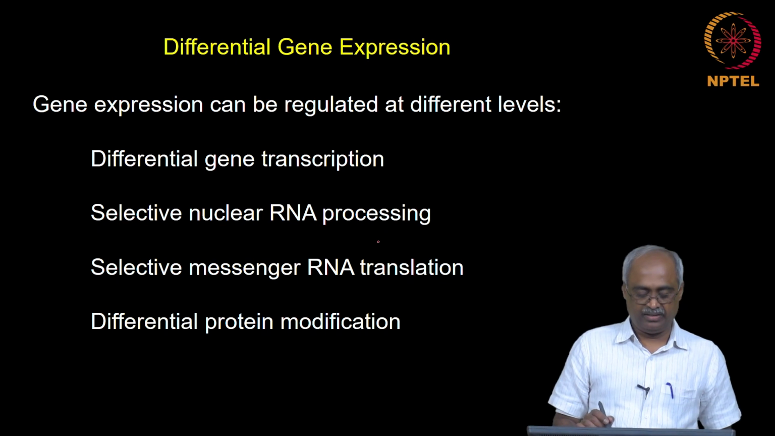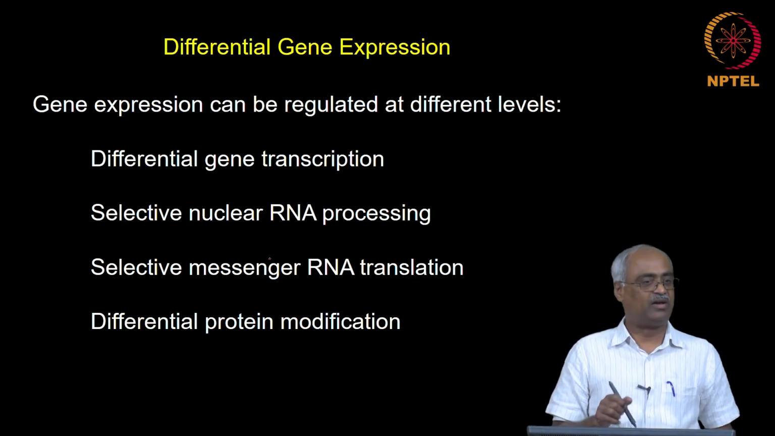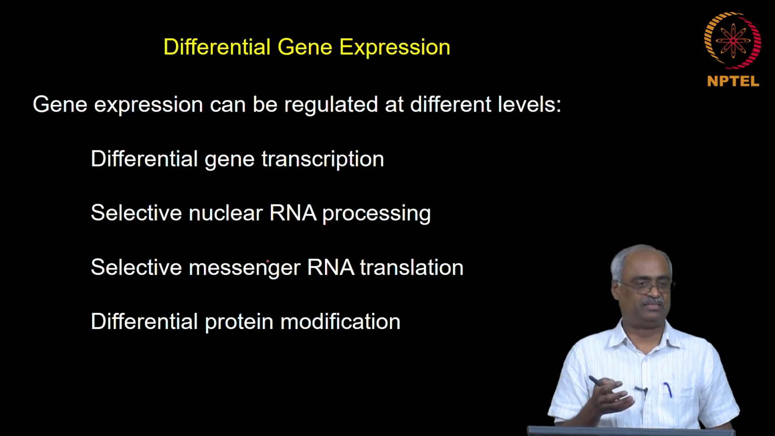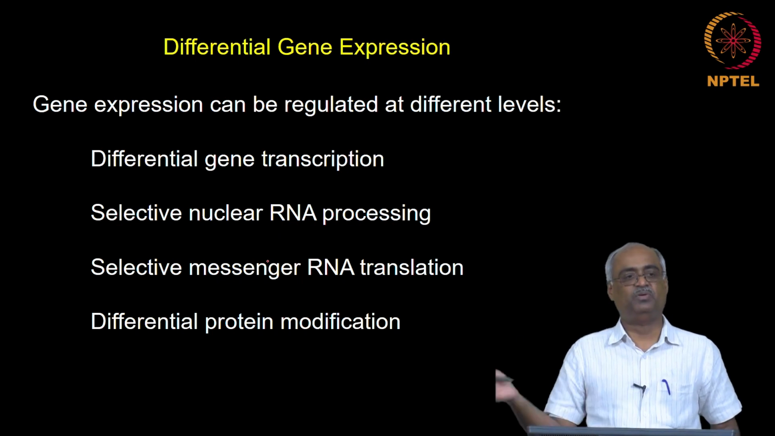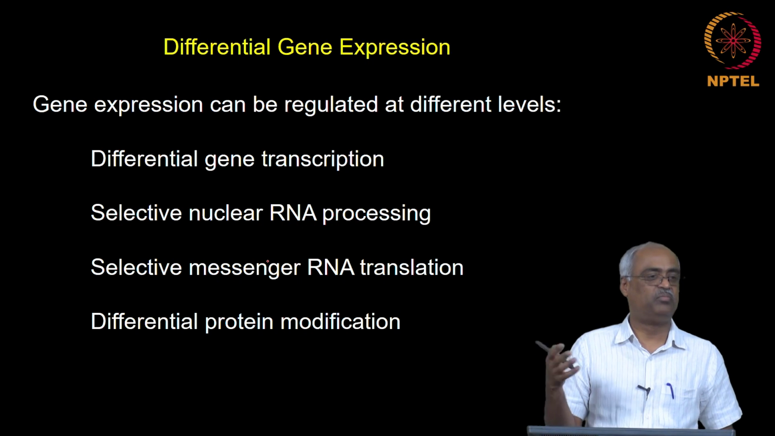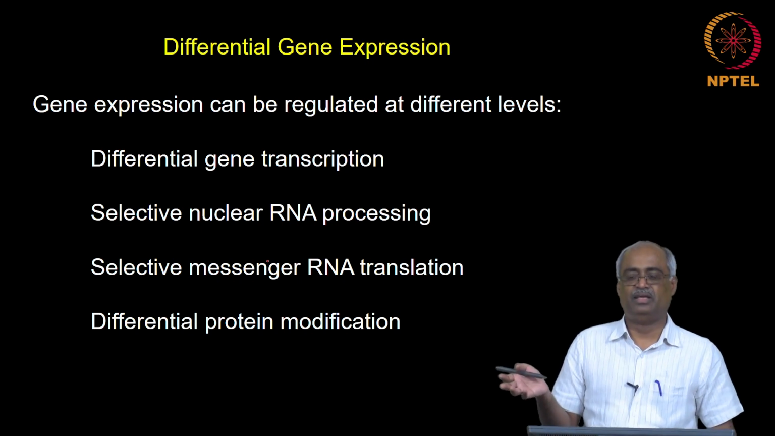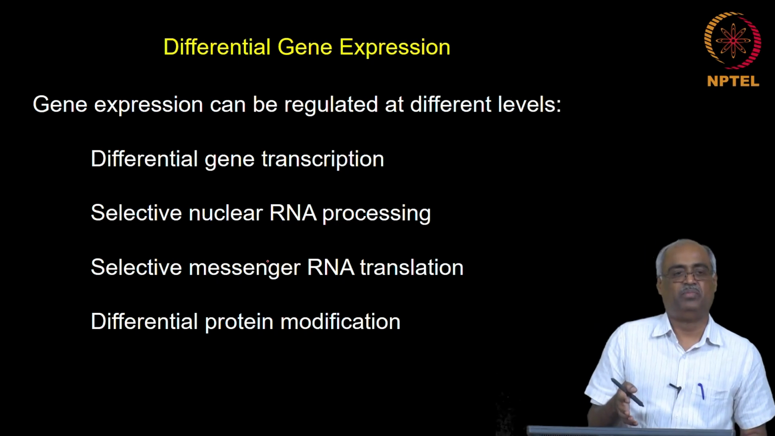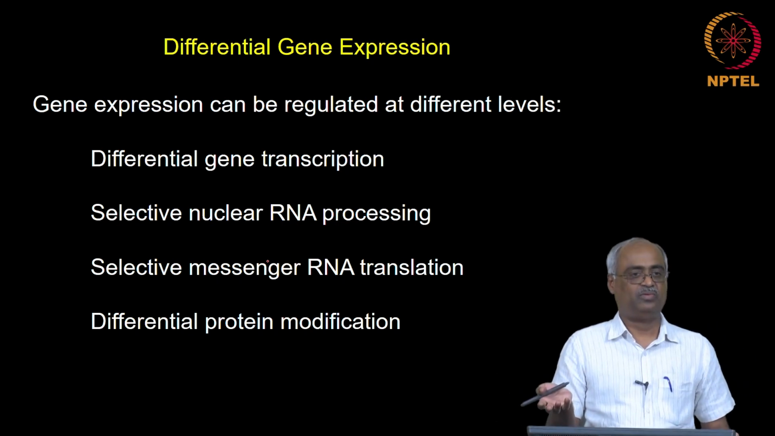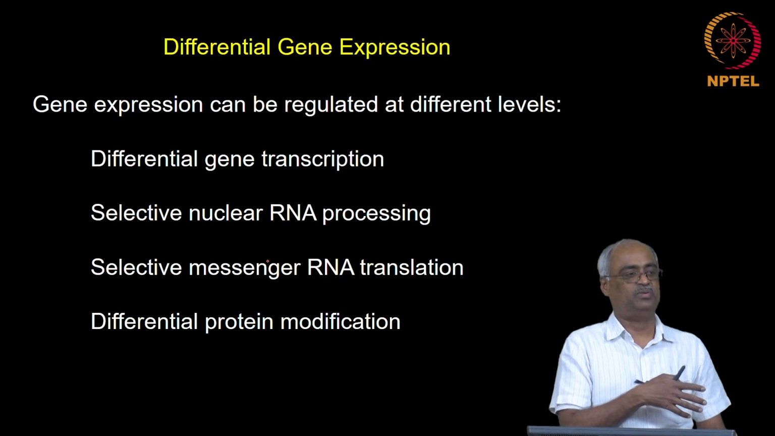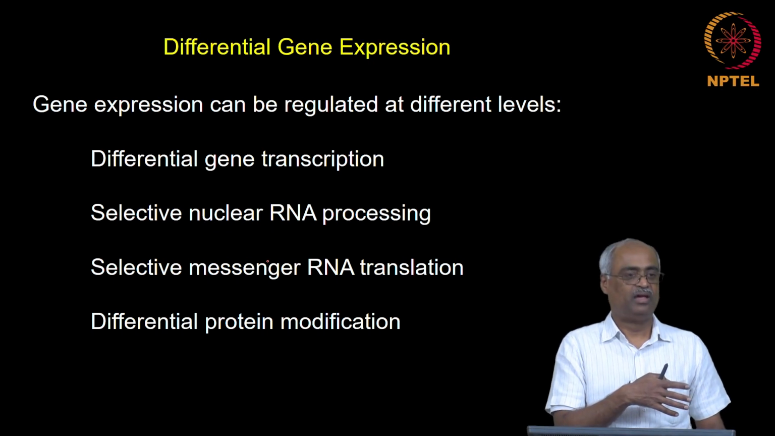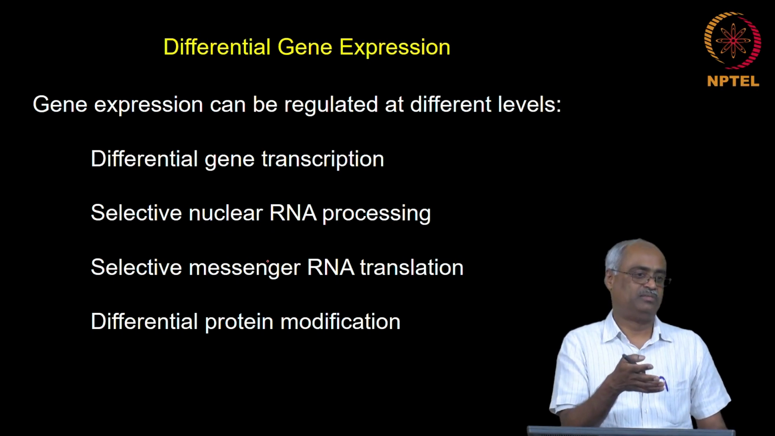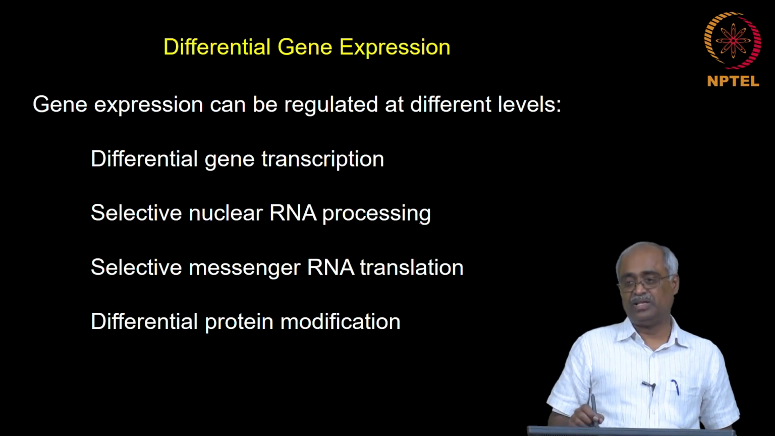So, that is differential gene transcription. And second, a similar difference may exist at the level of nuclear RNA processing, for example, splicing and export out of the nucleus. That might vary. In a given tissue, a particular gene's mRNA may not be exported out, while the same mRNA is exported into the cytoplasm in another type of cell. So, that is selective nuclear RNA processing.